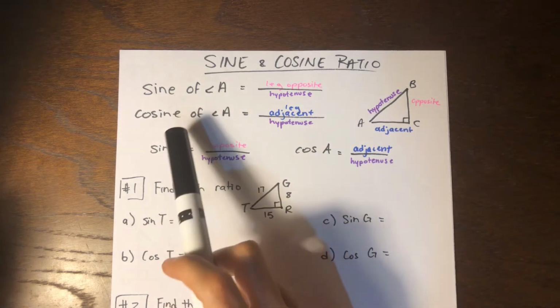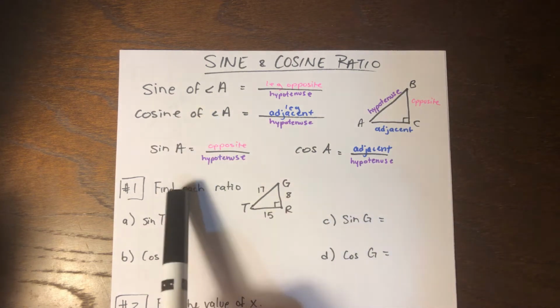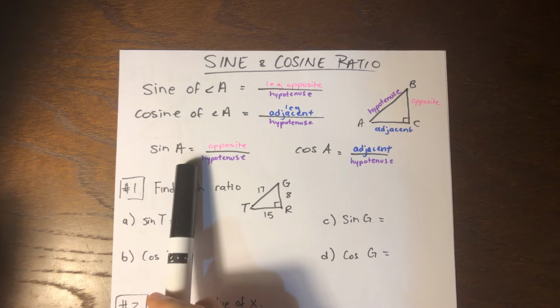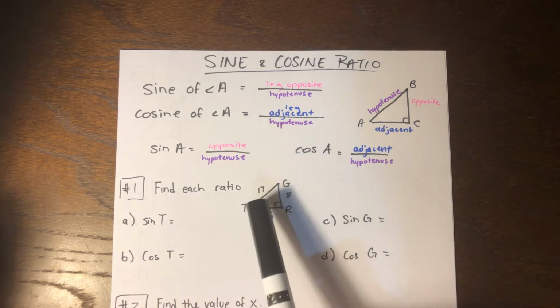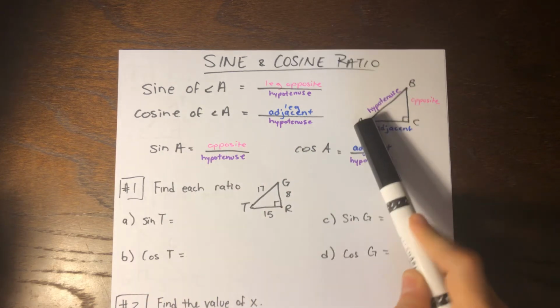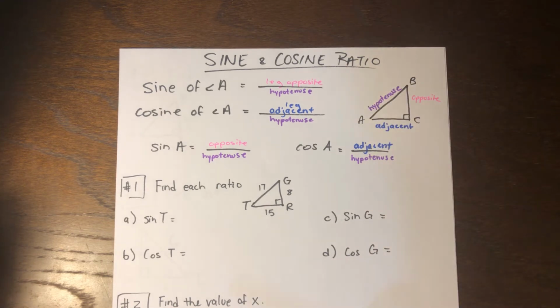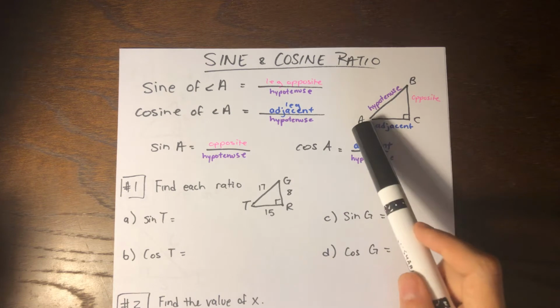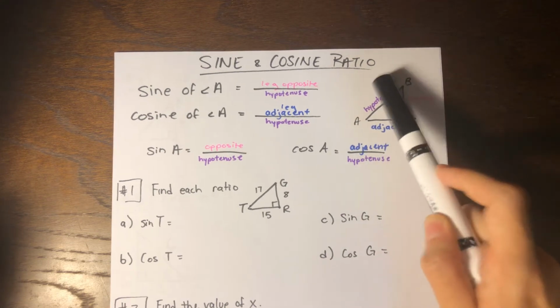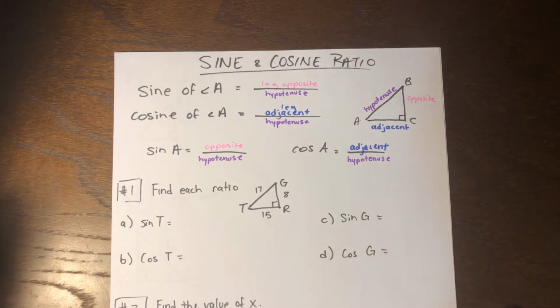For sine, or for short, SIN, of A is the opposite over the hypotenuse. So of A, we go to the opposite, and then it's going to be over the diagonal, which is the hypotenuse. Cosine is the adjacent, so the one closest to it, and then over the hypotenuse. Okay, so let's work through some together.